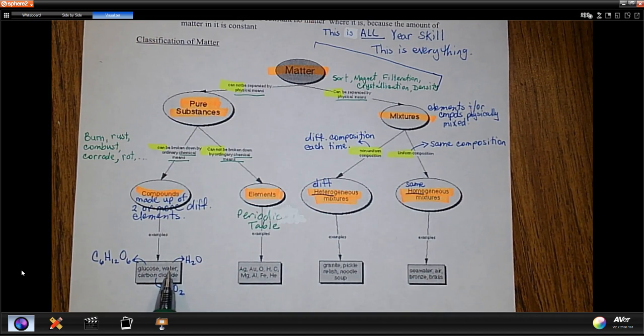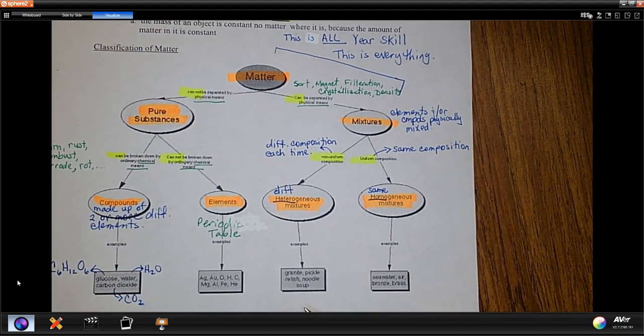Then another example would be water, H2O. Both hydrogen and oxygen are found on the periodic table. And then you have carbon dioxide. You have carbon and oxygen that is also found on the periodic table, but because carbon and oxygen have decided to bond with each other, it is now considered a compound. So that's the difference between element and compound within the pure substance.